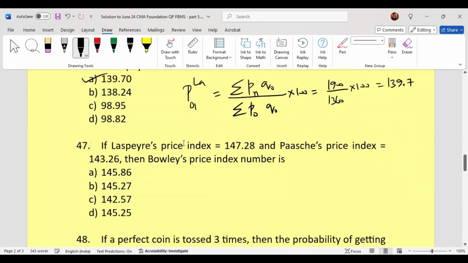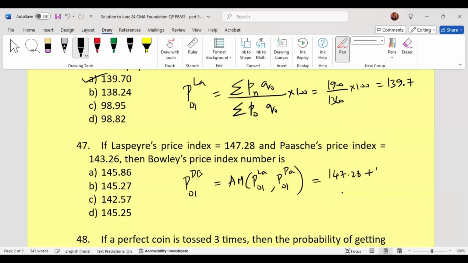Next one. The Laspeyre's price index is 147.28 and Paasche's price index is 143.26. Then find the Bowley's price index number. The price index of Bowley, it is actually Dorbish-Bowley, will be the arithmetic mean of the Laspeyre index and the Paasche index, meaning the average of these two. That means 147.28 plus 143.26 divided by 2. If I calculate this, I will get 145.27, which is option B.